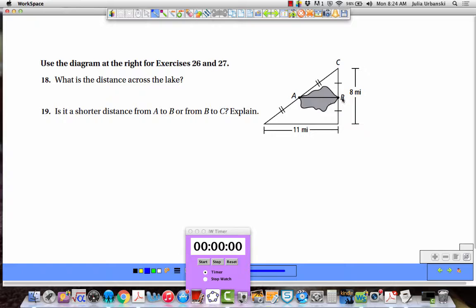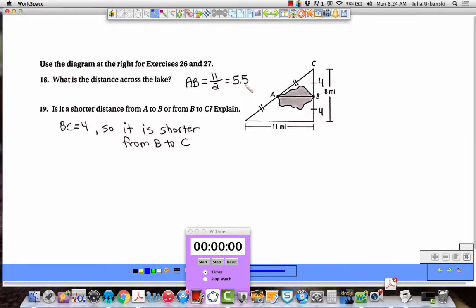So now we say AB goes across the lake. What is the distance across the lake? What would AB be? I heard someone say it already. 5.5. Good. Now, is it shorter to go from A to B, which is 5.5, or from B to C, which is only 4? How did I know BC was only 4? Half of the 8, half of the side. Alright, so it's shorter to go from B to C.